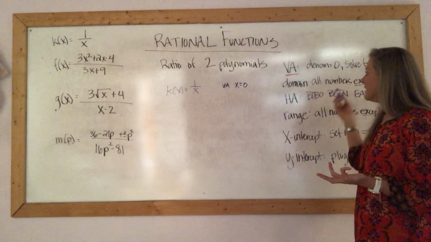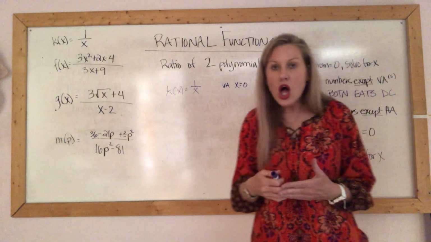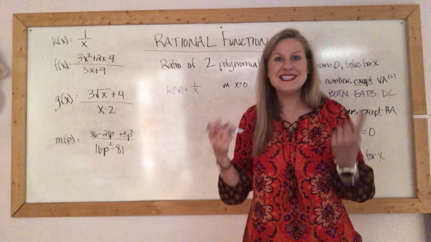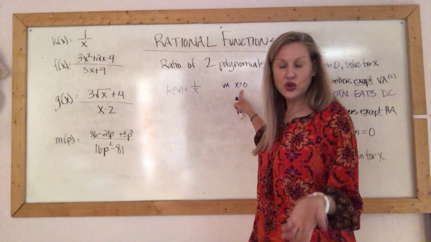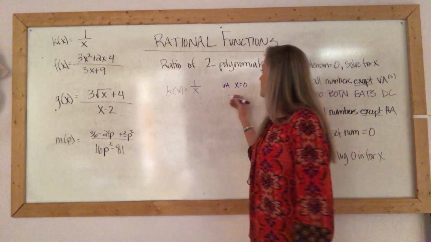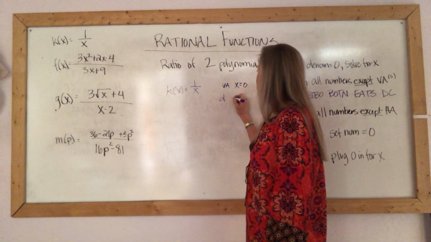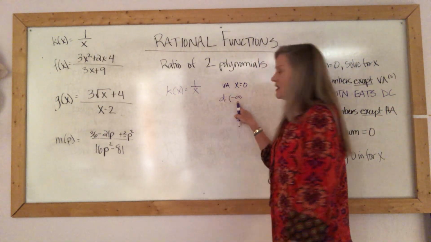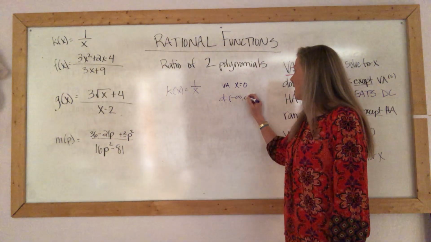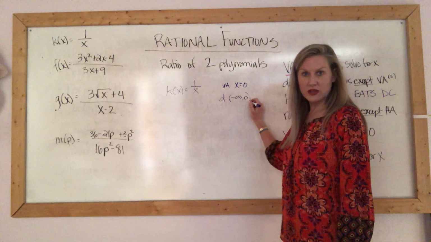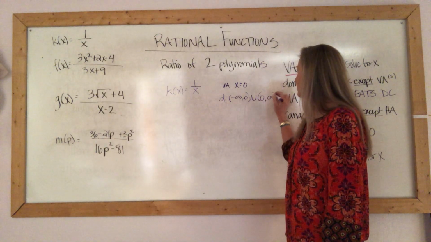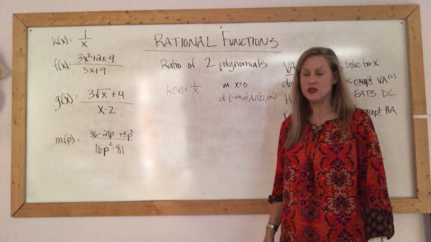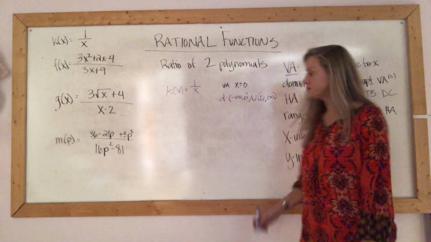The domain is all real numbers except the value of the vertical asymptote or the values of the vertical asymptotes. So for this guy, my domain is going to be negative infinity up to 0, but I can't get to it or cross it or touch it, along with 0 to infinity. Once you find your asymptotes, you've got your domain.